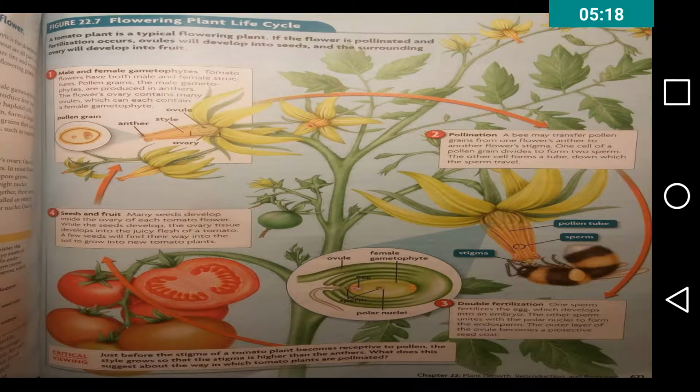So just a quick review. A good example is the tomato plant, and this is also found in the book at page 671. I'm not going to read anything, I'll just go over the steps. Number 1 is the male and female gametophytes. Number 2 is pollination. Then it goes to double fertilization. Then it goes to the seed. So that's how the flowering plant life cycle works.